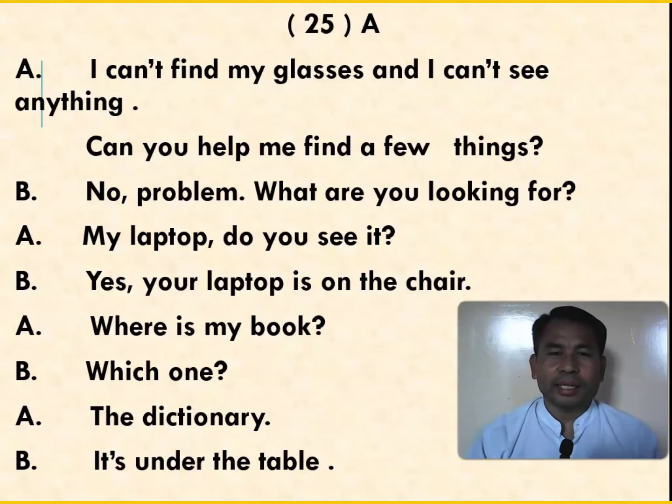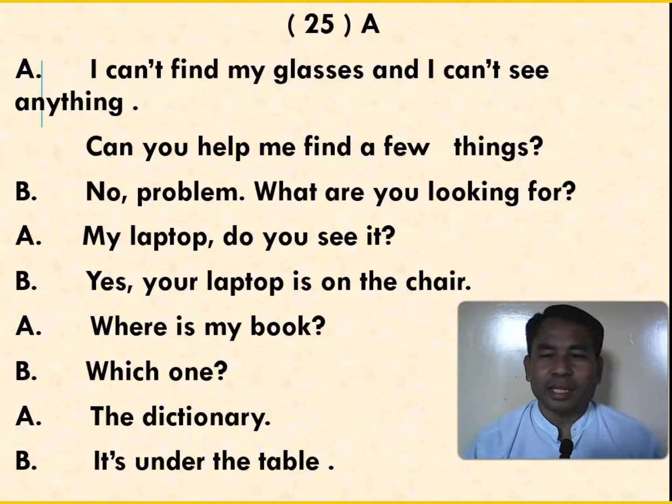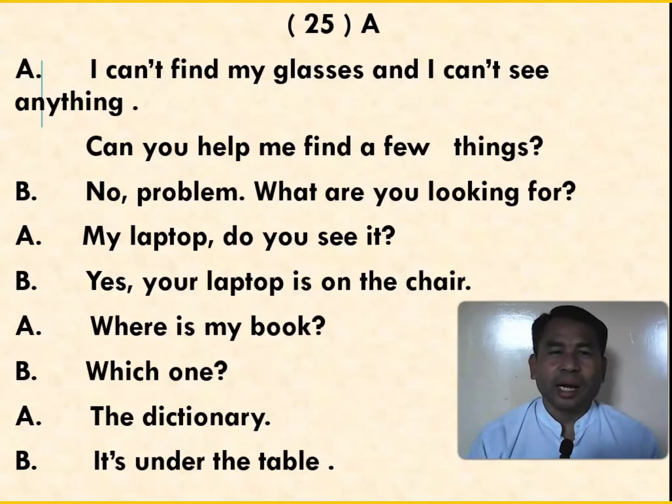Okay, let's start again. The 25 a b lesson. I can't find my glasses, and I can't see anything. I can't see anything. I can find my glasses. And I can't see anything.